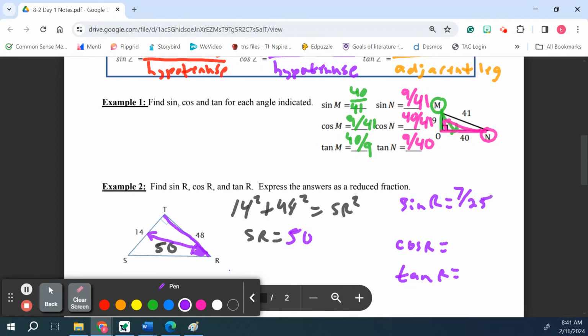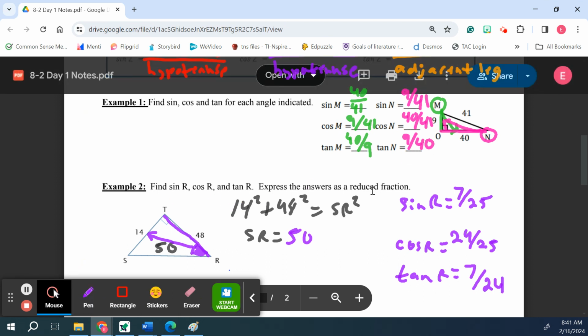Cosine, what do we got? 24 over 25. Yeah, 24 over 25. And the tangent? 7 over 24. Perfect. Questions on that?